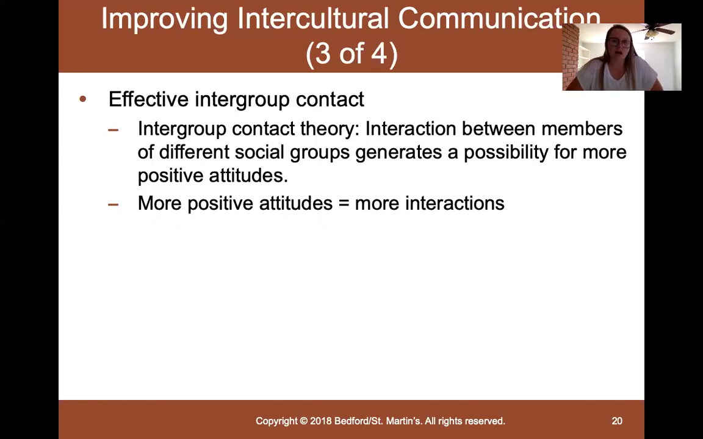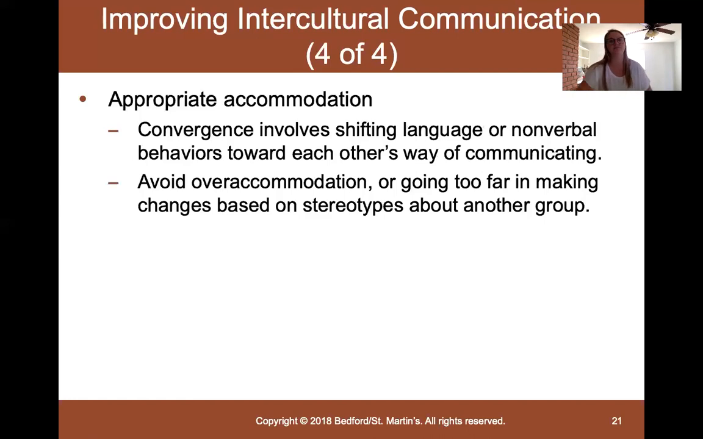Okay, intergroup contact. We're going to talk just briefly about intergroup contact theory. Intergroup contact theory states that interaction between members of different social groups generates a possibility for more positive attitudes. And if we have more positive attitudes, we have more positive interactions, and we're more willing to step into those interactions and have those positive experiences.